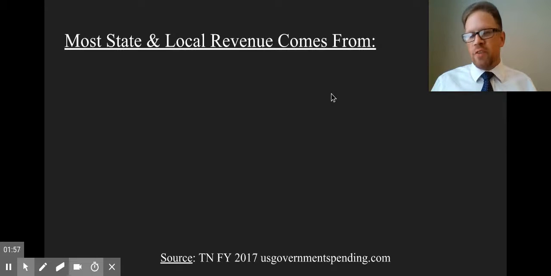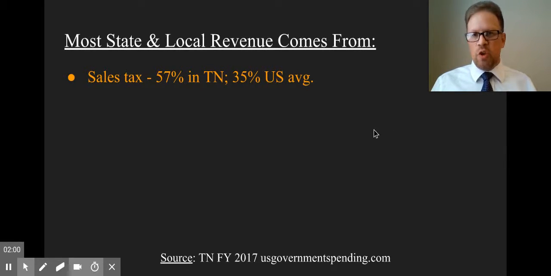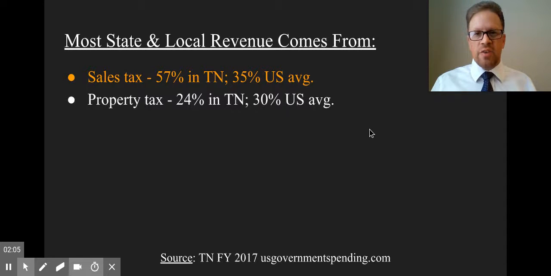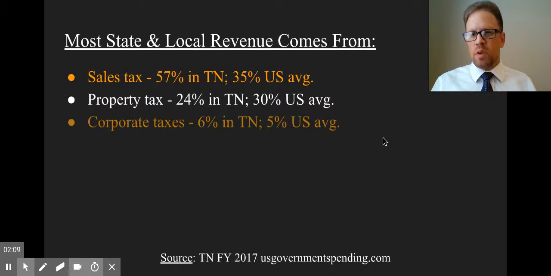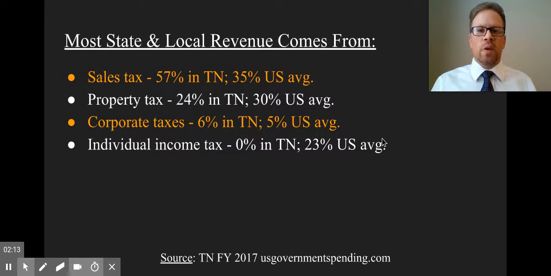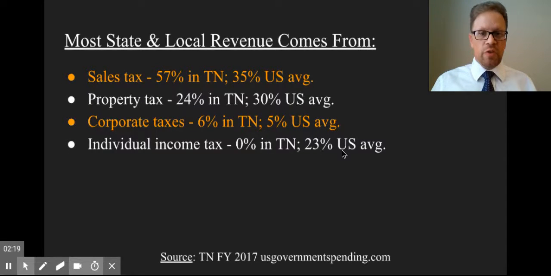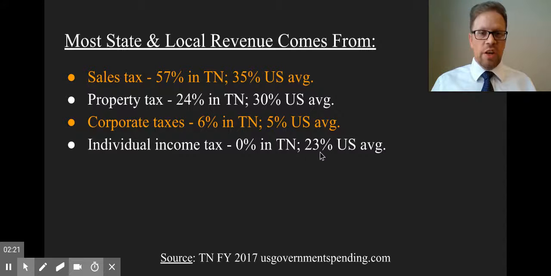Most state and local revenue comes from sales tax. It's the biggest one in the great state of Tennessee. Property tax, which is big for us, not as big as some other states, though. Corporate income taxes, and individual income taxes. Great state of Tennessee, we don't actually have an individual income tax. But if you ever move to another state, there's a good chance they will, because a lot of them do.